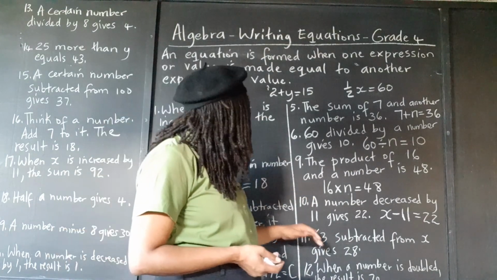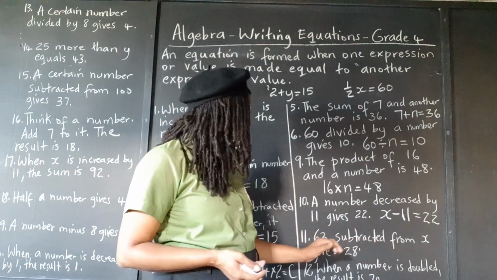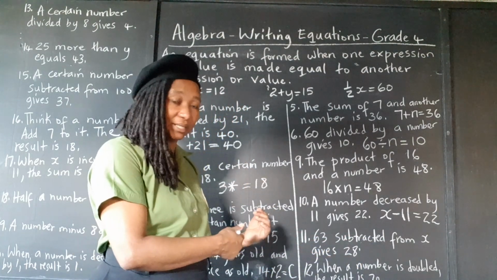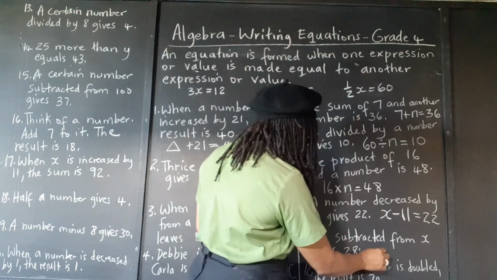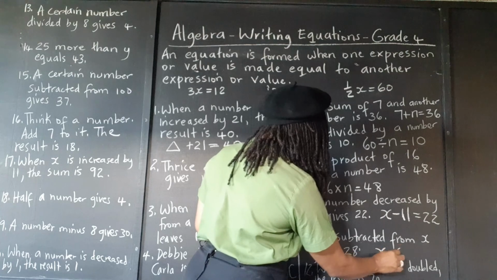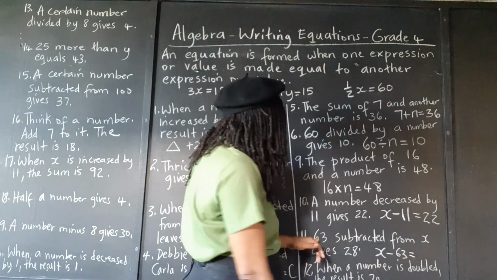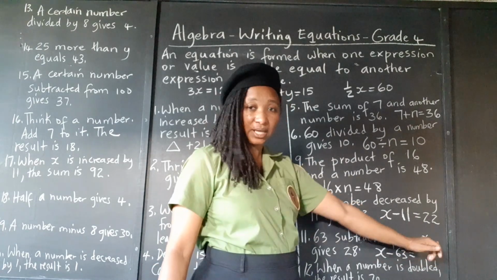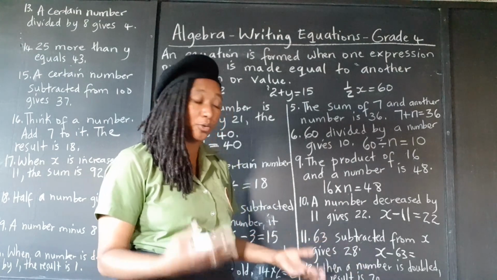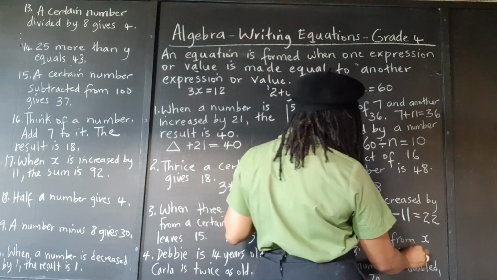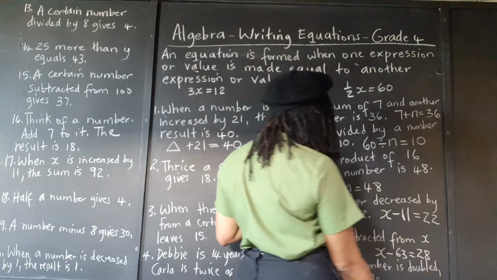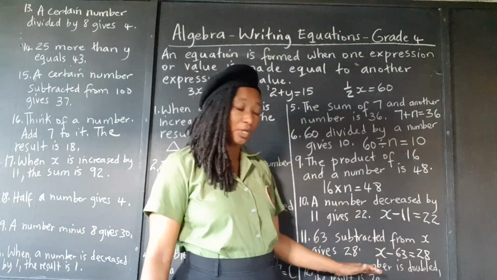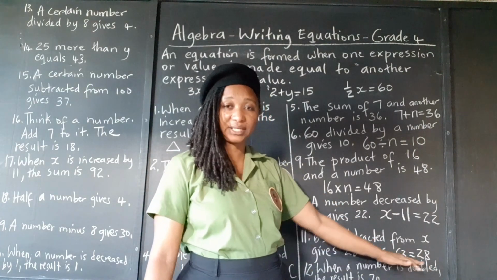Number 11. 63 subtracted from x gives 28. So we're taking 63 from the x. We start with the x, x subtract 63. Remember, this is subtracted from this. 63 is subtracted from the x, from the unknown value. We don't know it, but there are ways we can find out. This is just the equation, just the mathematical sentence. We call these number sentences algebraic sentences.